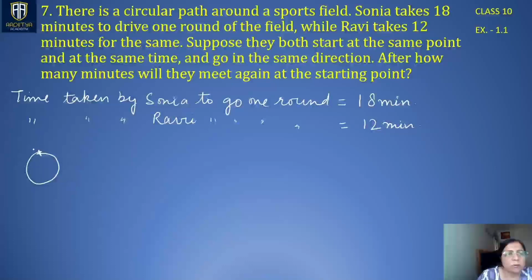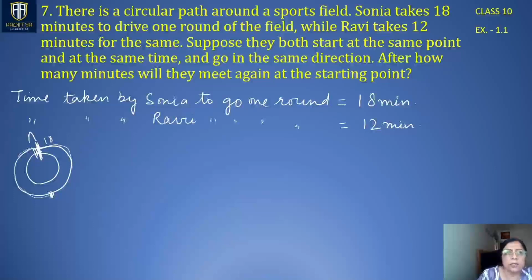So let's see, Sonia and Ravi both start at the same time. So in one round, Sonia will be here after 18 minutes. Ravi will be completing this round in 12 minutes. So he will be ahead by 6 minutes like this. He will be here. So we can consider that Sonia is taking 18 minutes to complete one round, but Ravi is completing one round in 12 minutes. So after 12 minutes, 18 minutes, he will be here, but Sonia will be here, right?